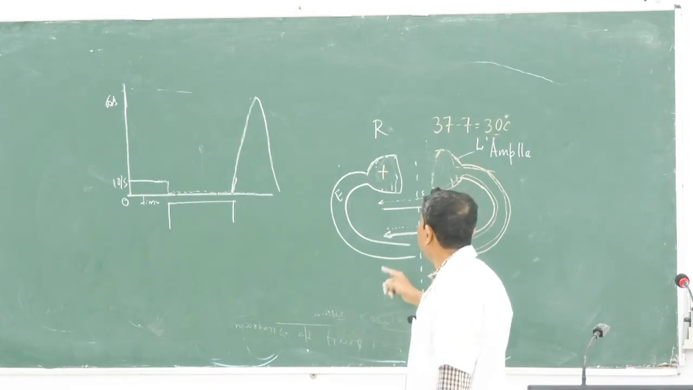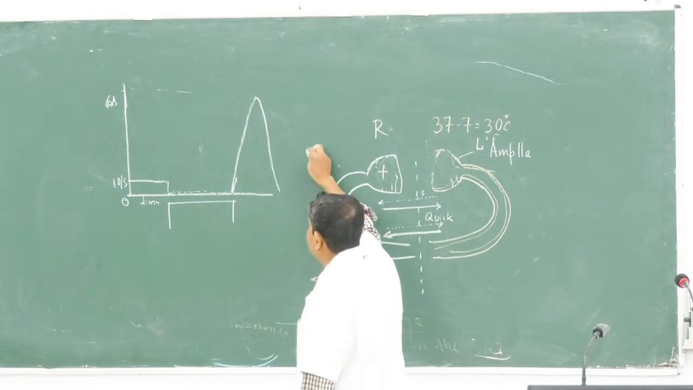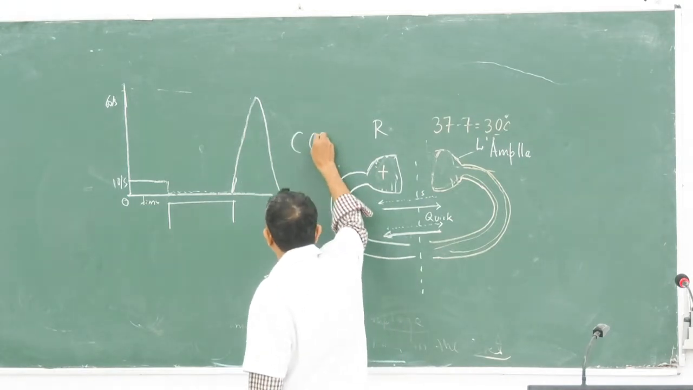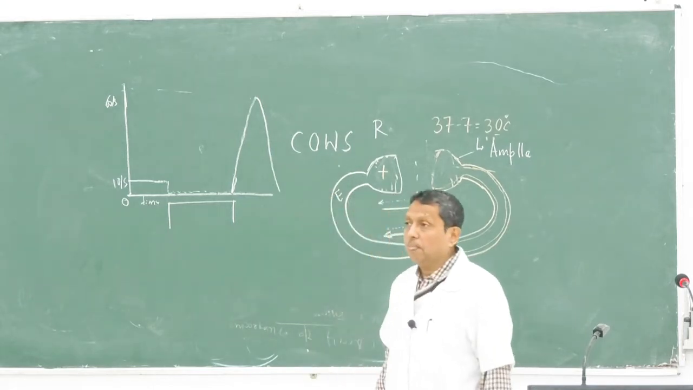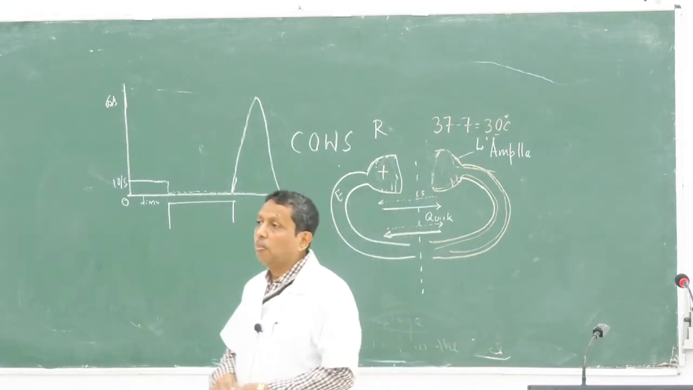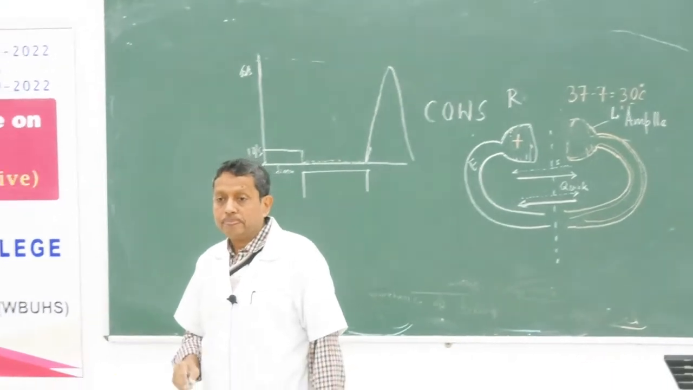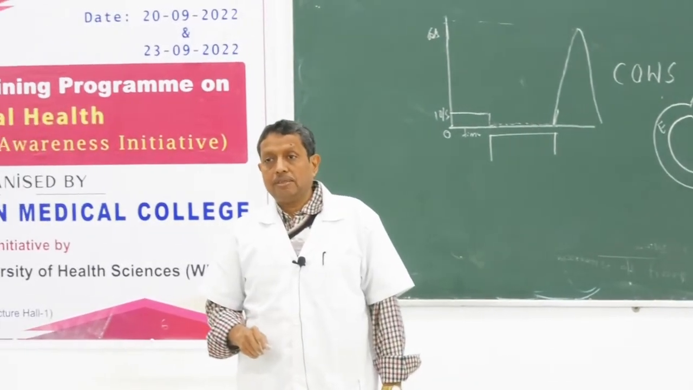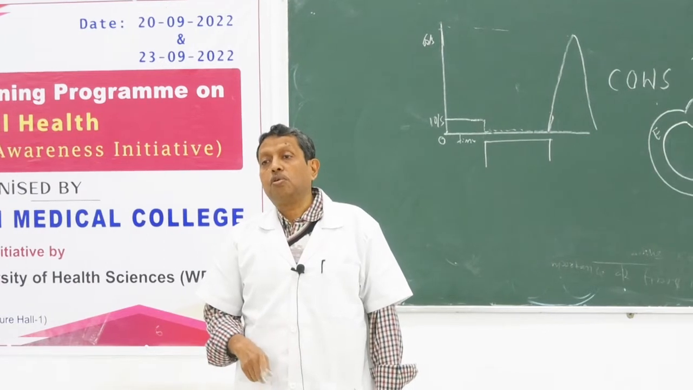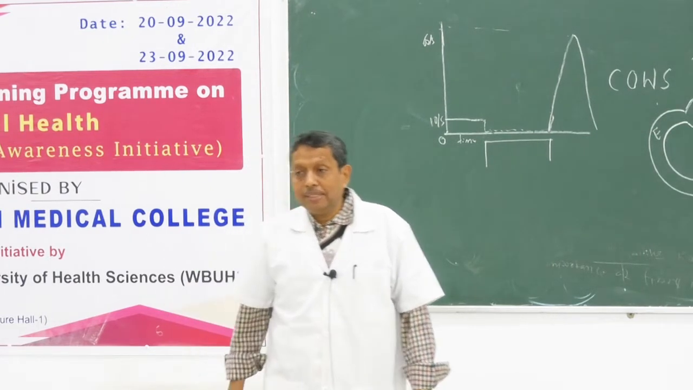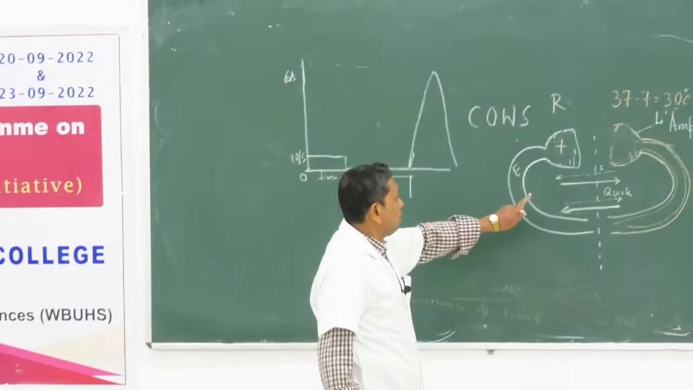And it is commonly remembered by the word COWS. Cold opposite and warm same. Do you understand? You have to remember it this way. Mnemonic. COWS. Cold opposite, warm same. You see this figure?